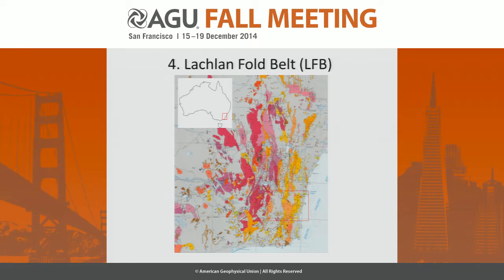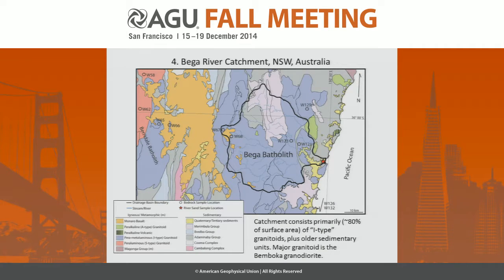So we're focusing on the Bega River catchment and the Lachlan Fold Belt. Many of you probably know the Lachlan Fold Belt as the prototypic I, S, and A type granitoid complex described by Chappell and White. And our study area is down here in this little red rectangle. So if we zoom in, the Bega River catchment is outlined here in the dark black polygon. And the first thing you notice is that the majority of the Bega catchment is taken up by the Bega batholith. And these are metaluminous I-type granitoids. In particular, the majority of the catchment is occupied by the Bemboka granodiorite.